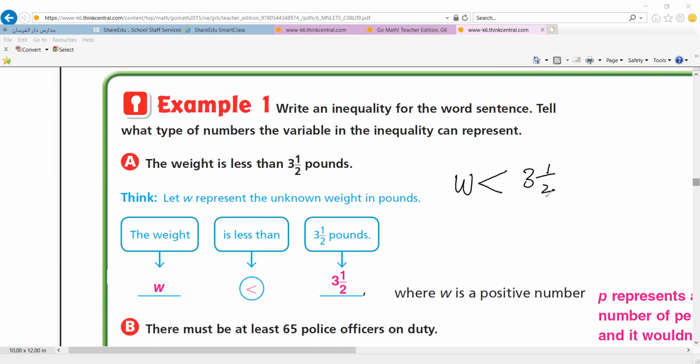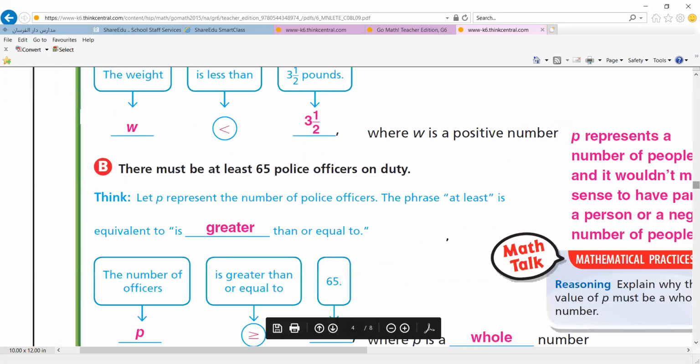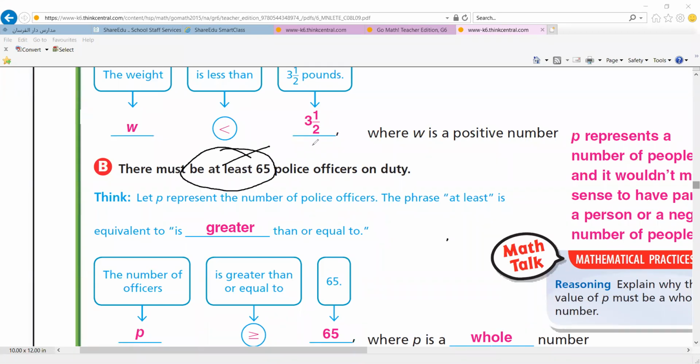Any question? Yeah, Miss. Simple one. Very simple lesson. There might be at least. At least means I need more than 65 people. At least 65 must be there. Let's go to page 8, just 1 minute, because this is something I'm not sure about. This word must be at least. That means it has to be greater than 1 minute.